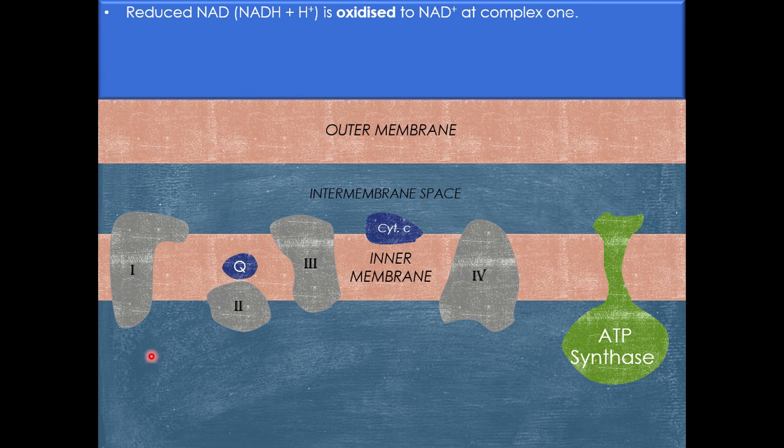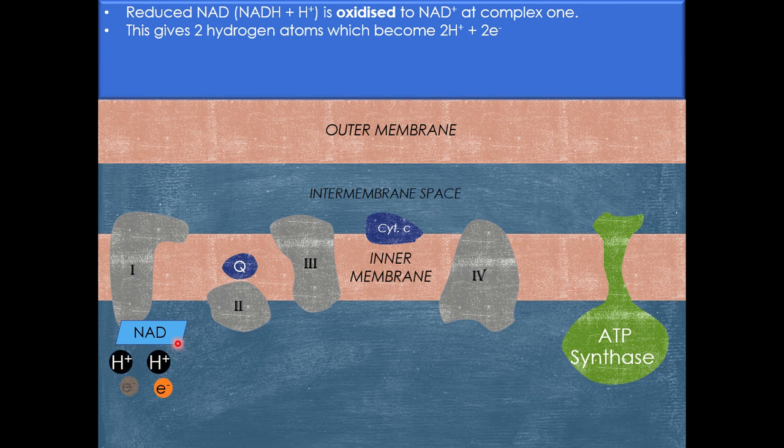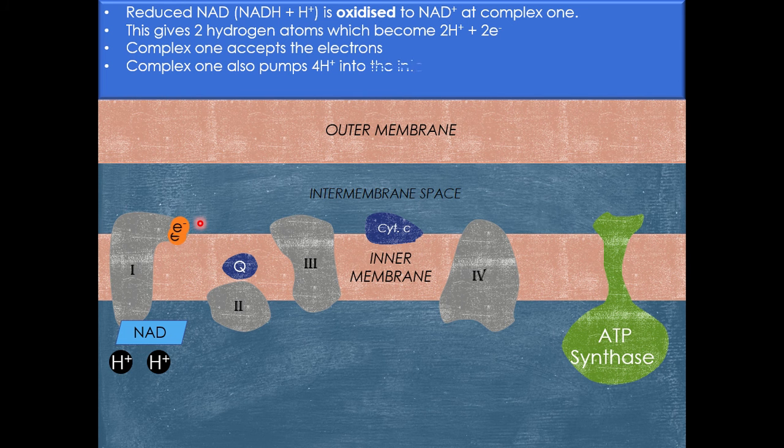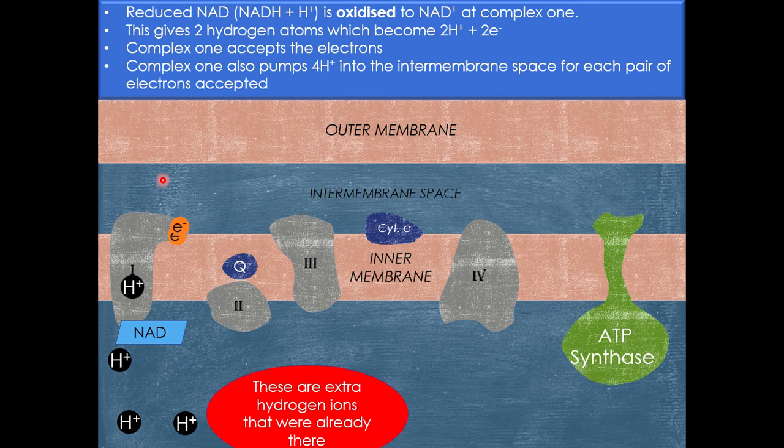So number one, reduced NADH, which is NADH plus H plus, so you can just write NADH, comes to complex 1. This NADH has come from the Krebs cycle and glycolysis as well. So what happens is when reduced NADH gets to complex 1, it becomes oxidized. That means the electrons are given to complex 1 and the hydrogens are also taken away. And the electron's energy is used to pump hydrogens into the intermembrane space.